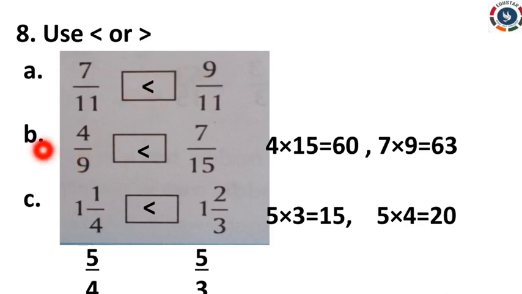And the next thing, B, 4 by 9 dash 7 by 15. I am going to teach one easiest method. Just you have to use cross multiplication. Then you can find which is the greater value.